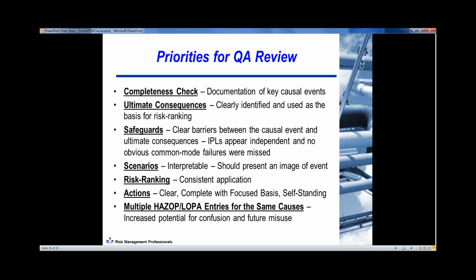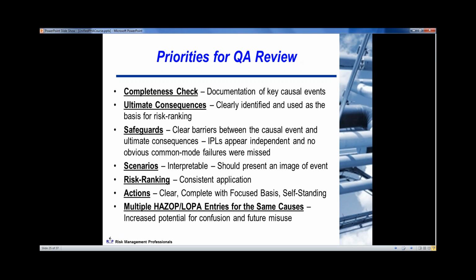Scenarios have got to be understandable. Like I said, they should be showing you an image of a Hollywood movie as you're rating them. Risk ranking should be consistent. That's easy to pick up when you're doing a QA of a document. Actions: clear, complete, focused, with a focused basis, why they're doing it. You don't have to repeat the scenario. You don't have to write 3 pages on it. But some sort of trigger for why you're doing something can make sure that if there's a fundamental misunderstanding by the person who's implementing the action, they can ask a question.